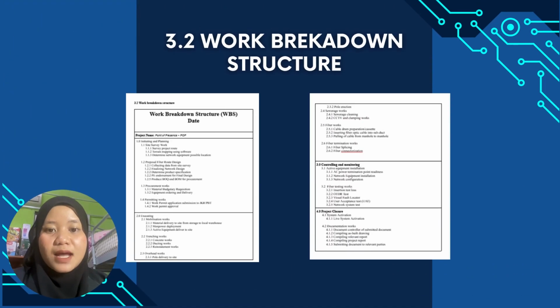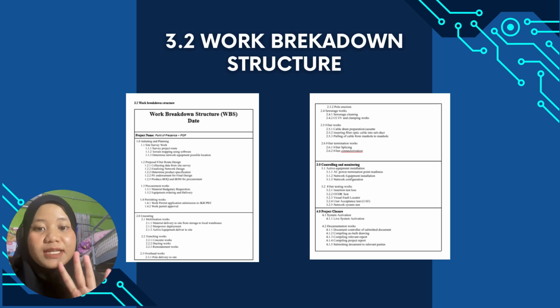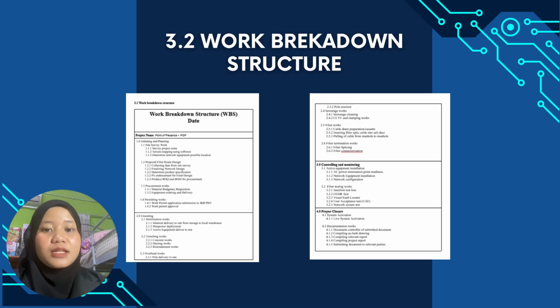So next is our work breakdown structure. There are 4 phases in this WBS. The first one is the initiating and planning phase. The second one is executing. The third one is controlling and monitoring, and lastly is the project closure.